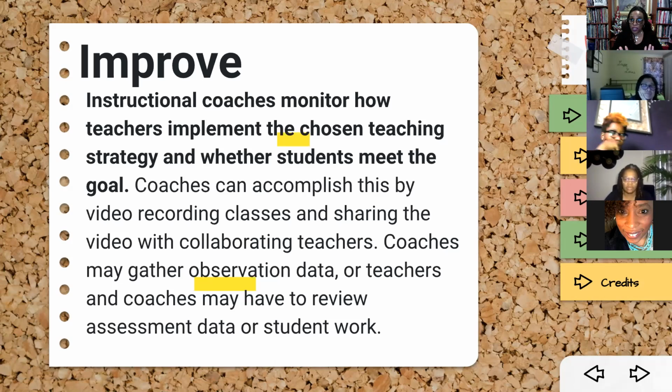Okay, so I'm going to pause here again. Does anyone have experience with this? What have you seen? What has worked well? What didn't work well? Any examples of this improvement phase of the coaching cycle?